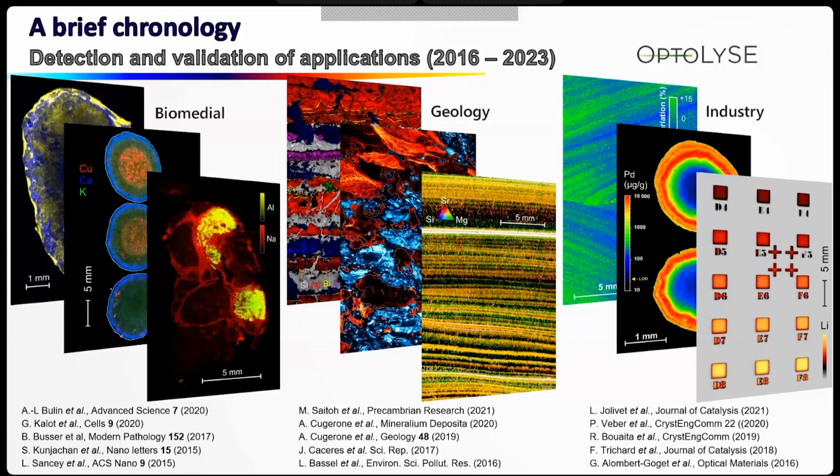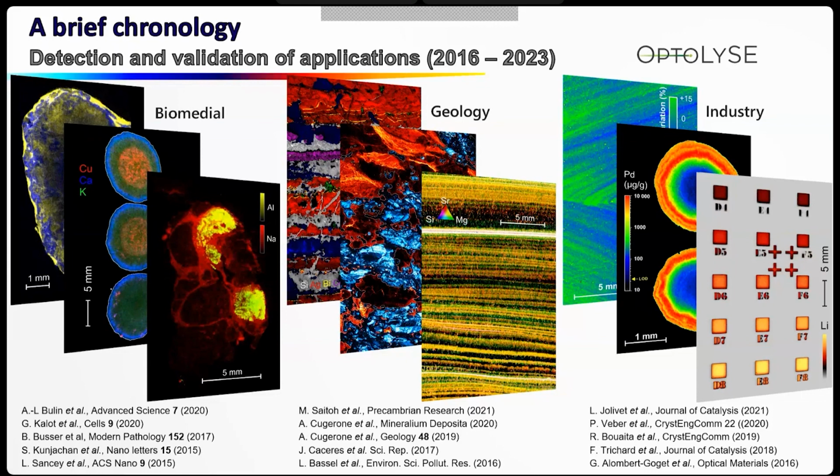And the final area was industry. So we made some collaborations with different groups for crystal growth, for example, or catalysis with the IFPEN. And here you have an example of a thin film. So this D1 here corresponds to 20 nanometers of lithium lipon. And here I think you have 500 nanometers, things like that.